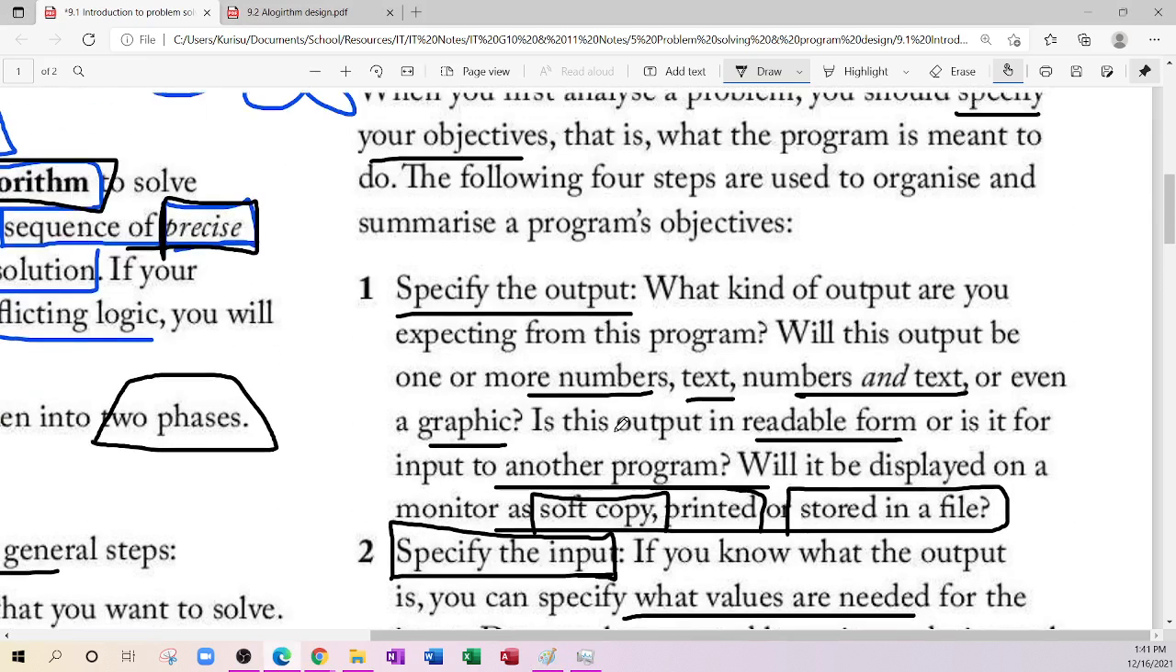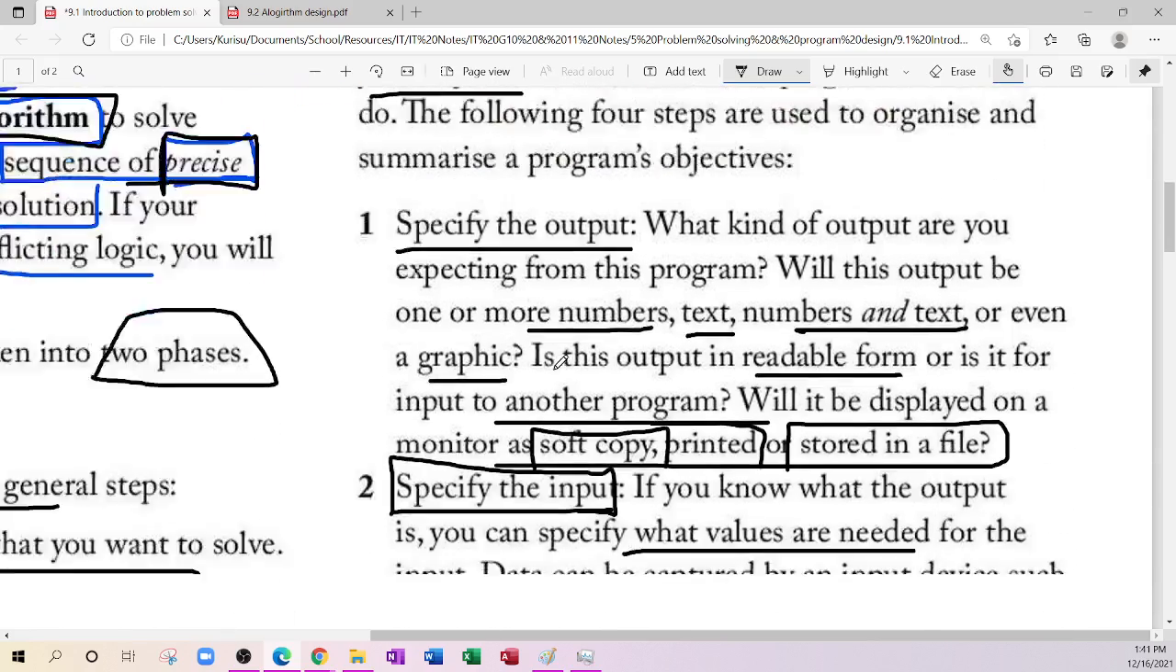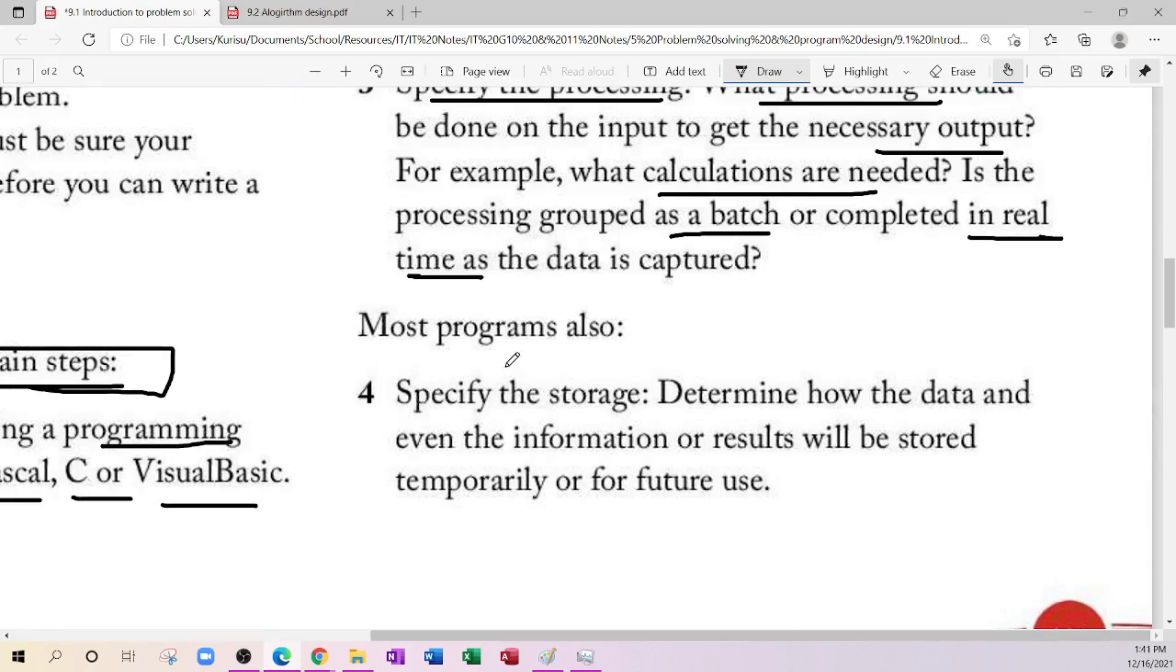So that is how you define the problem. And then this part here is optional, number 4, because not all programs would store the result. But if yours does, you would have to specify where you are storing the data. So you have to determine how the data or the information or results, if it's going to be stored temporarily or if it's going to be stored permanently.